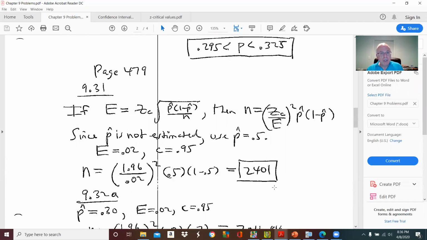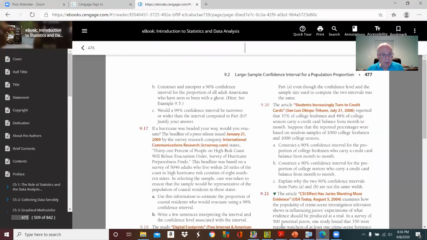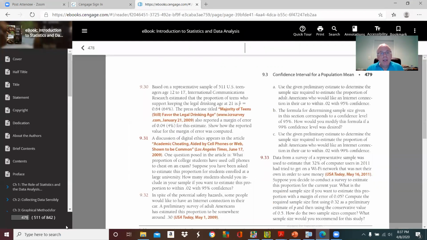All right, so let's now go to page 479, 9.31. So we go two pages further along. We go to 31. Discussion of digital ethics appears in this article. One question posed in the article is, what proportion of college students have used cell phones to cheat on an exam? Suppose you have been asked to estimate this proportion for students enrolled at a large university.